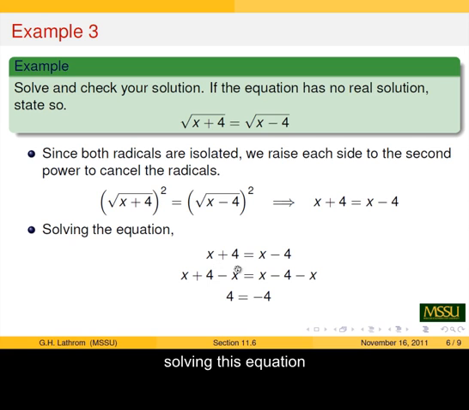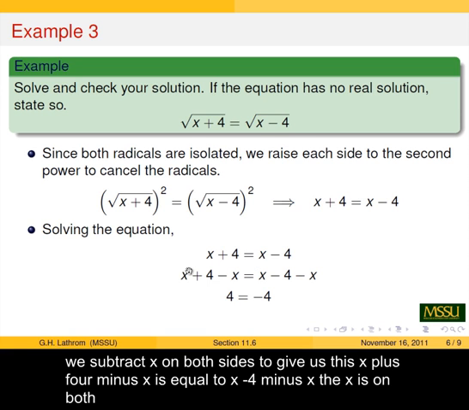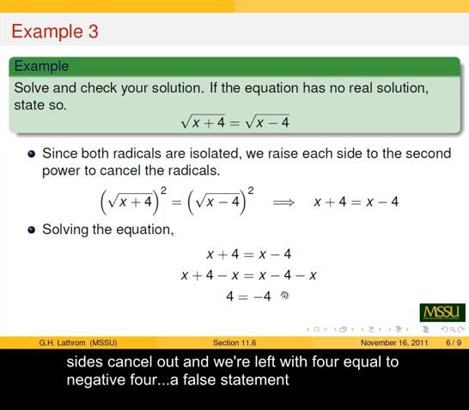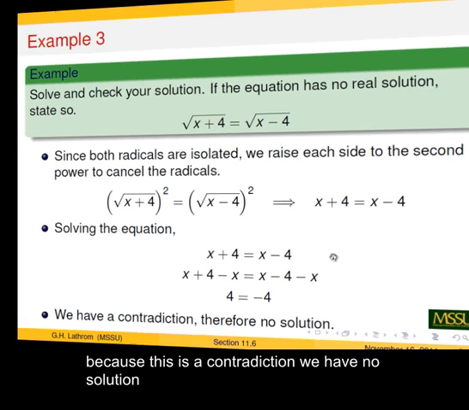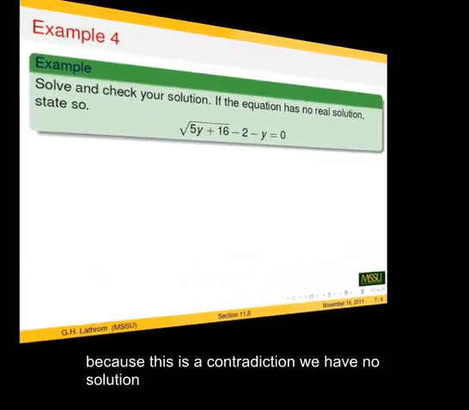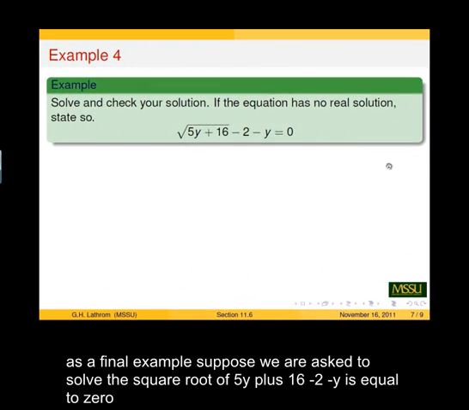Solving this equation, we subtract x's on both sides to give us x plus 4 minus x is equal to x minus 4 minus x. The x's on both sides cancel out, and we are left with 4 equal to -4, a false statement. Because this is a contradiction, a false statement, we have no solution.